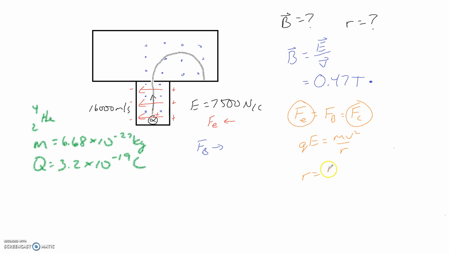So rearranging, radius would be mv squared over qE. And of course, you can also do something like this with FB, but I'm going to use FE just for the sake of using FE. So I've got my mass, I've got my velocity of 16,000, I've got my charge of 3.2 times 10 to the negative 19, as well as the electric field. And if I do that, I can calculate the radius of the pathway, and the radius of the pathway would be approximately 7.1 times 10 to the negative 4 meters. So that is the radius of the path over here as the alpha particle loops around.